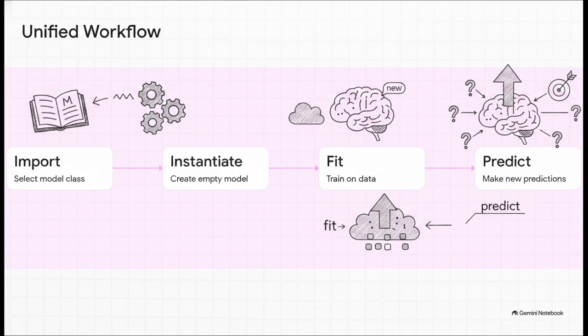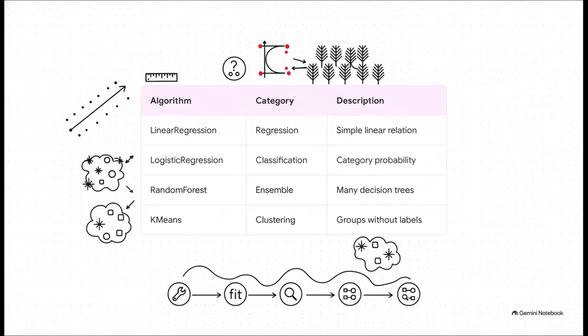Step 3, you train that brain on your actual data using the fit method. And step 4, you use the predict method to make predictions on brand new data. Because this process is so unified, upgrading from a super basic algorithm to a highly complex one usually means you only have to change a single line of code. It's amazing. To really bring this to life, let's look at a few specific algorithms you'll actually be using with that exact fit and predict mantra.